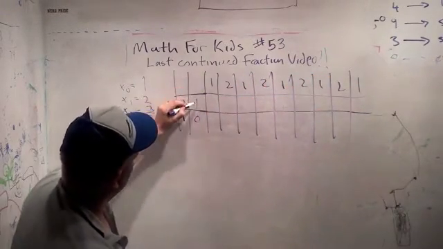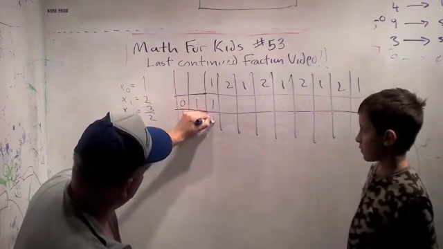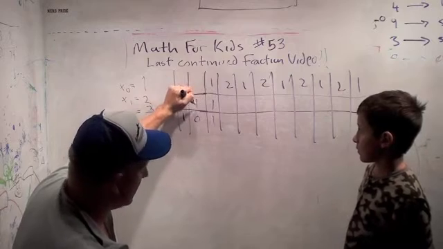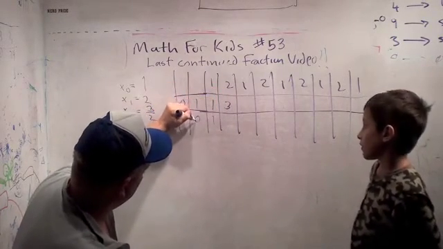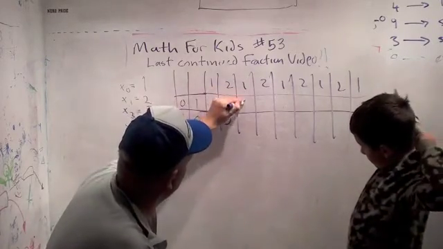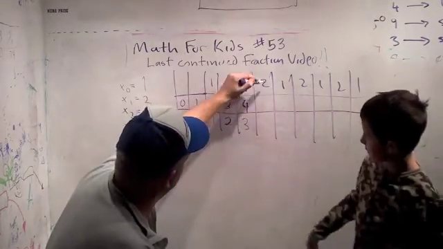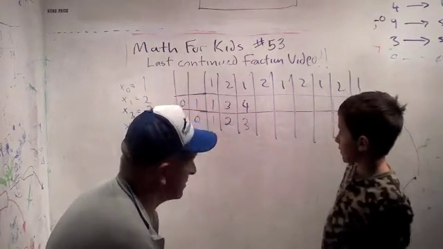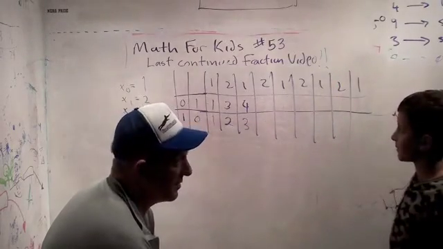Let's see what happens. 1 times 1 is 1 plus 0 is 1. 1 times 0 is 0 plus 1 is 1. 2 times 1 plus 1 is 3. 2 times 1 plus 0 is 2. 1 times 3 plus 1 is 4. 1 times 2 plus 1 is 3. It's interesting because the number on the bottom is always 1 less than the number on the top.